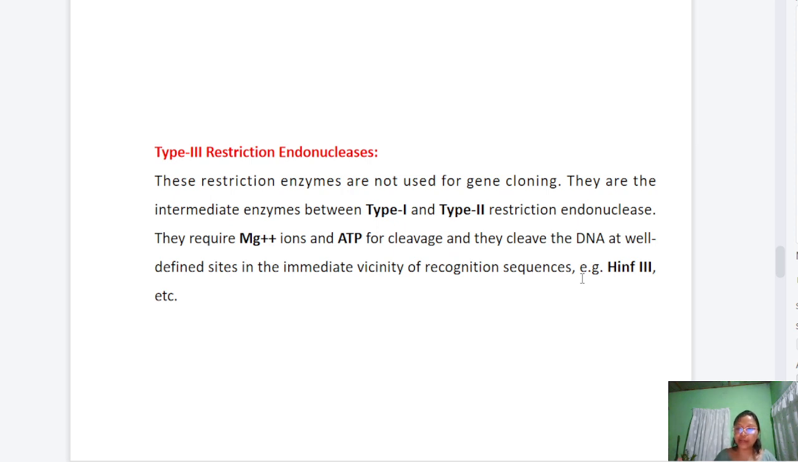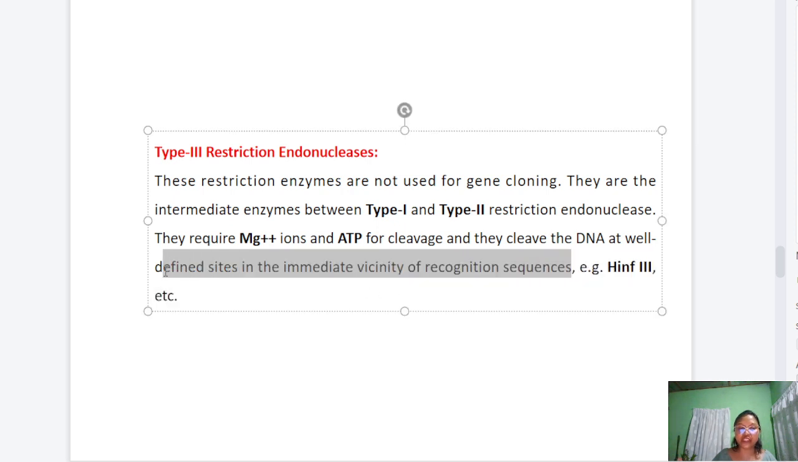They require magnesium ion just like type 1 and type 2, and ATP for cleavage, just like type 1 requires ATP. So if you remember the comparative difference, type 1 and type 3 will require magnesium as well as ATP, whereas type 2 requires only magnesium. And they cleave the DNA at a well-defined site in the immediate vicinity of the recognition site.